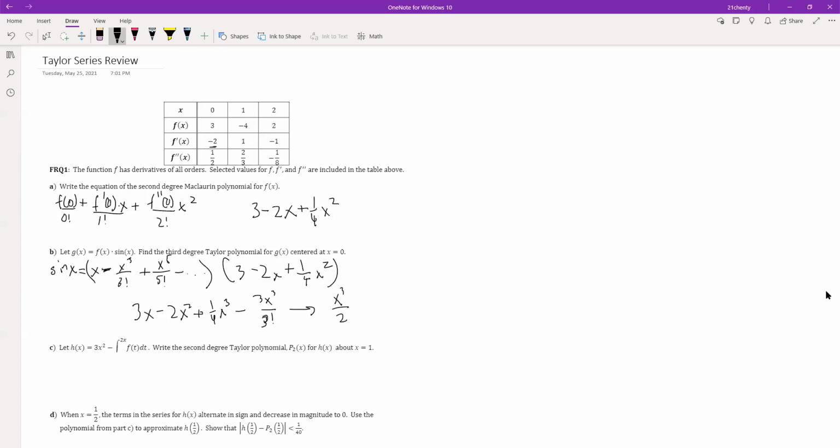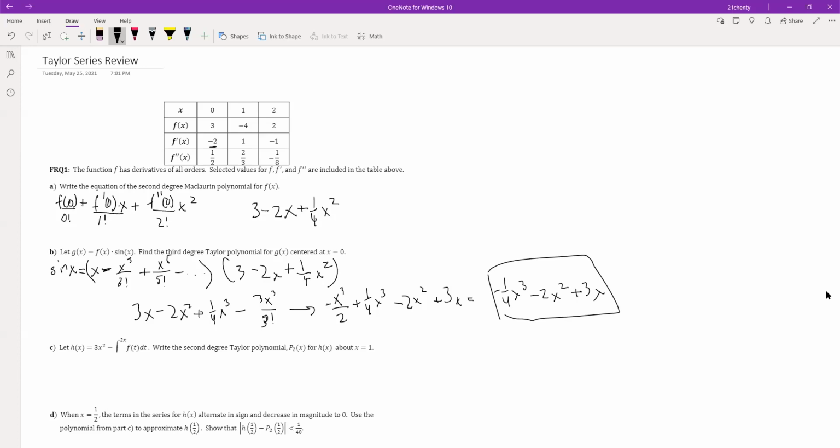Negative x cubed over 2. That's why I got confused. And then we're adding 1/4 x cubed to that. And then we are subtracting 2x squared and adding 3x. So we get negative 1/4 x cubed minus 2x squared plus 3x for part B.